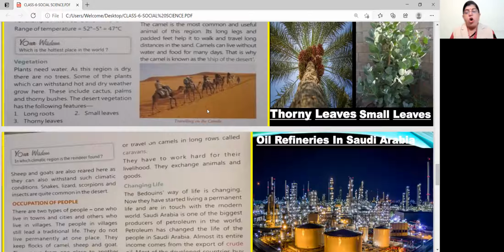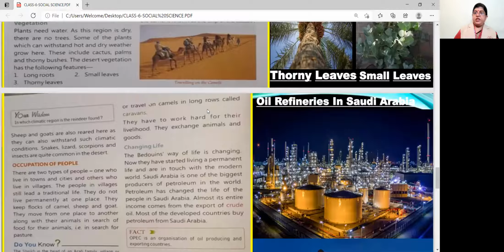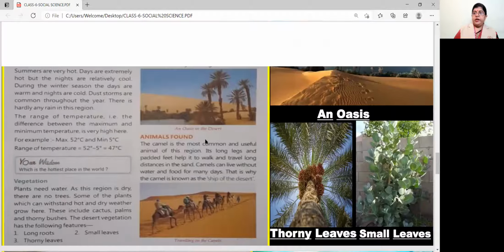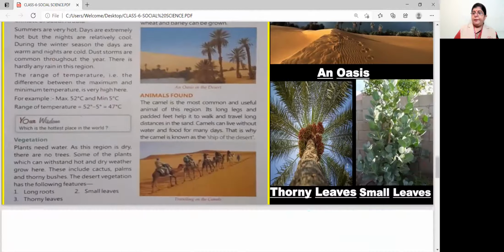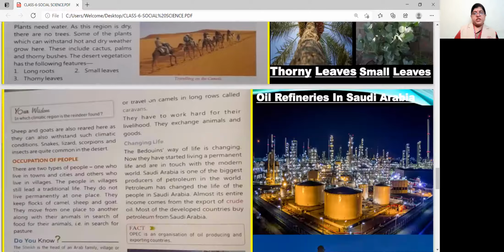Now, we'll start with the occupation of the people. Okay. Now, see, I showed you yesterday the thorny leaves and small leaves also. Now comes the occupation of the people. Now, see, there are two types of people. One who live in towns and cities, and the others who live in villages. Now, see, the people in villages still lead a traditional life.